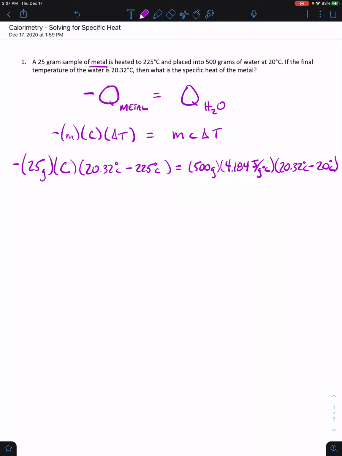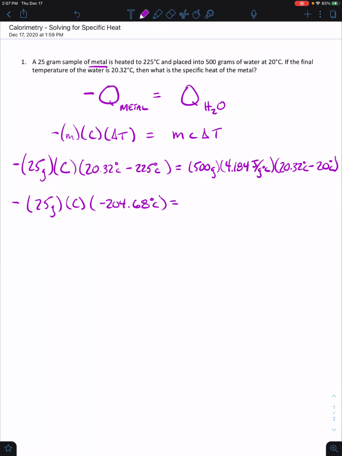So I'm going to solve the left side. I'm going to go ahead and subtract 20.32 minus 225. And I'm just going to rewrite this. We're going to go real slow. So it's going to be negative 25 grams times specific heat capacity times negative 204.68 degrees Celsius equals. Now we can just combine all of these on the right side because all of these are like terms.